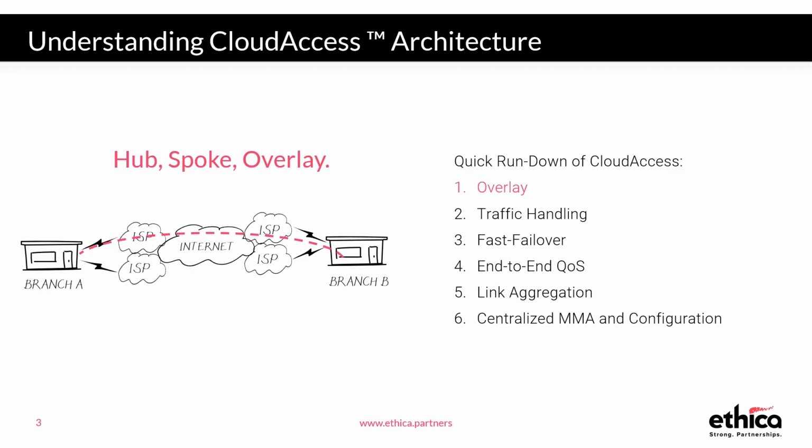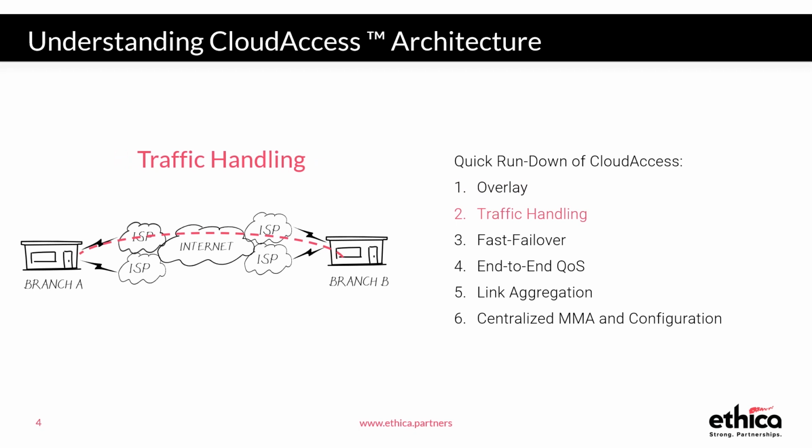CloudAccess is an overlay technology that creates a tunnel between a service provider and your customer locations. CloudAccess obfuscates the underlying connectivity, allowing you to sell third-party connectivity with your own IP addresses to be able to provision as much connectivity or bandwidth needed by your customer very quickly.